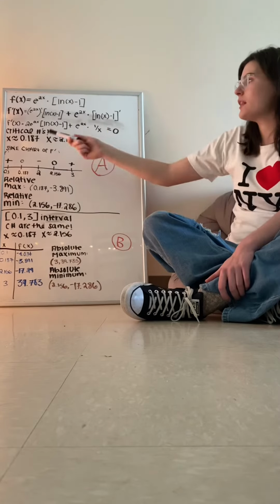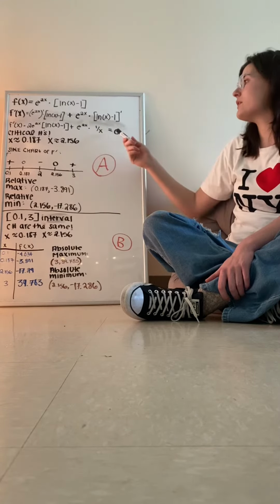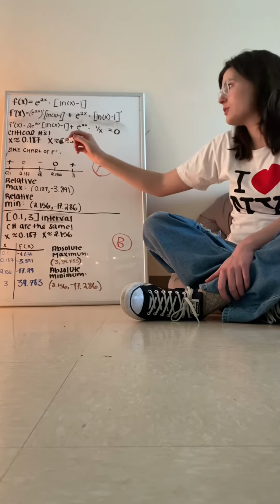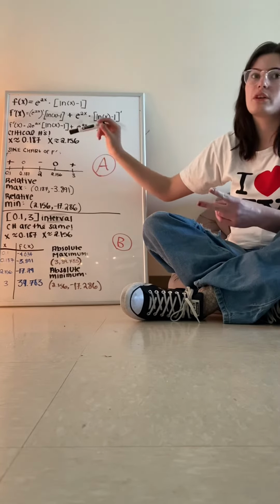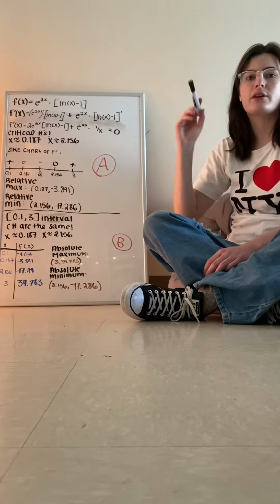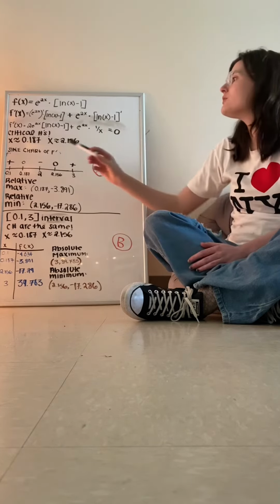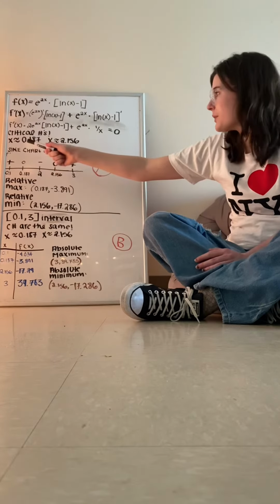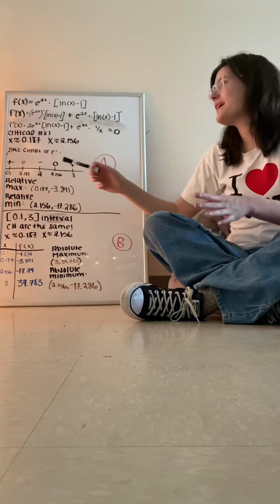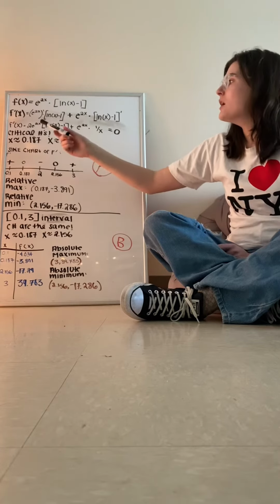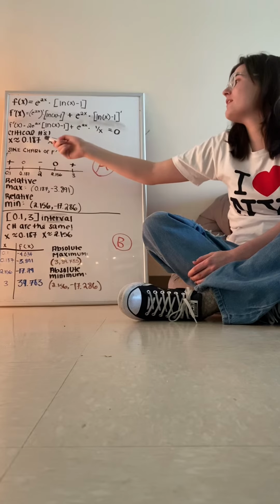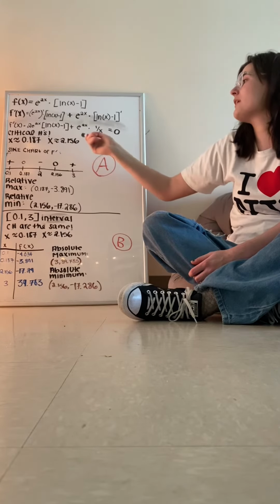In order to obtain the critical numbers, you set the derivative value to 0 and use solver to find both critical numbers, and you know that there's only 2 critical numbers because you can graph the derivative and see that it only crosses the x-axis twice. So the critical numbers were x is equal to 0.187 and x is equal to 2.156.